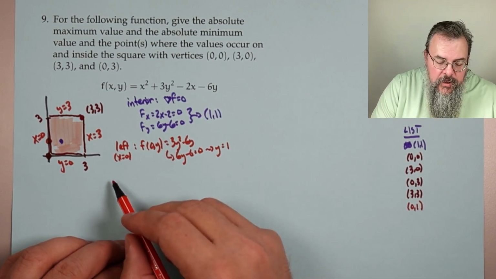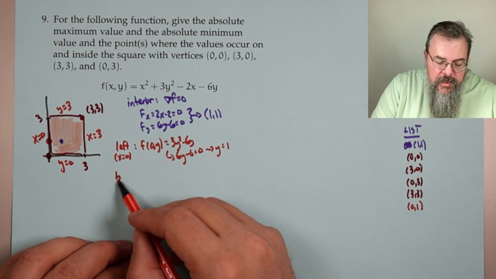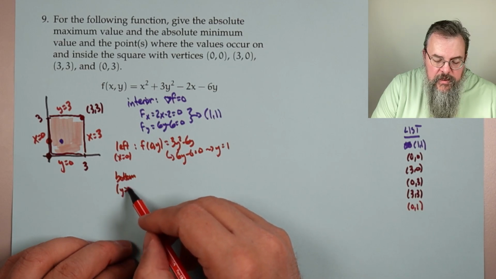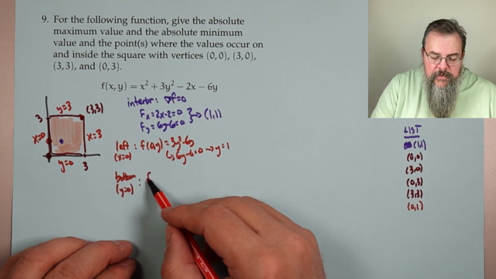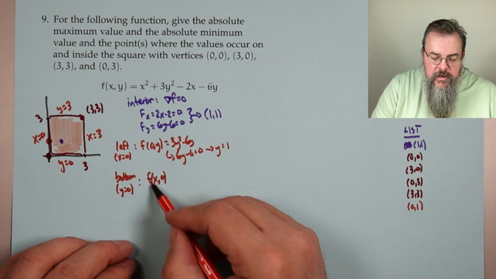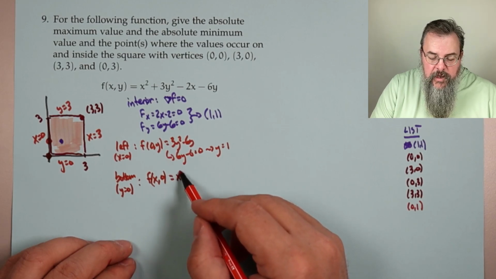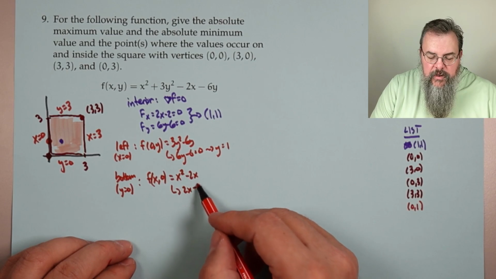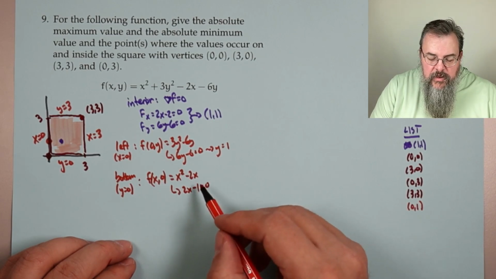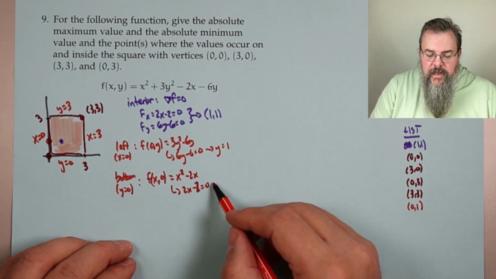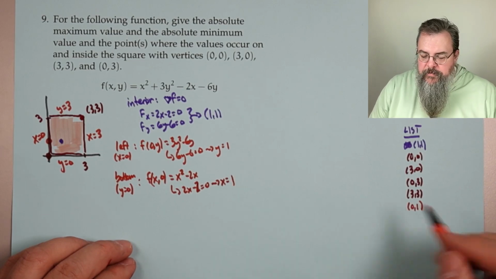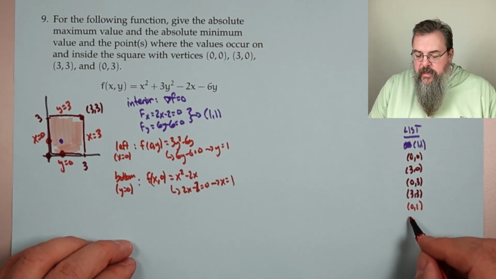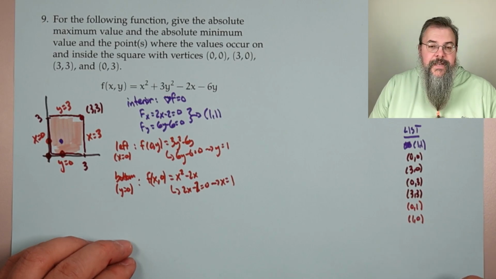Okay, well, now let's do the bottom. That would be y equals 0. So that's f of x comma 0, and that would be x squared minus 2x. Take a derivative, 2x minus 2 equals 0, and that leads to x equals 1. And so that would be right there. Okay, that makes the list.